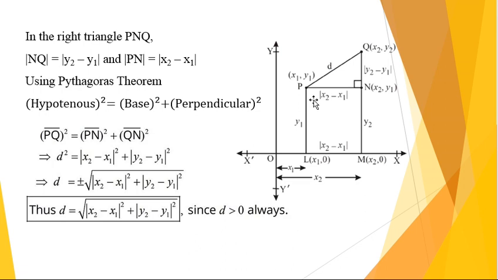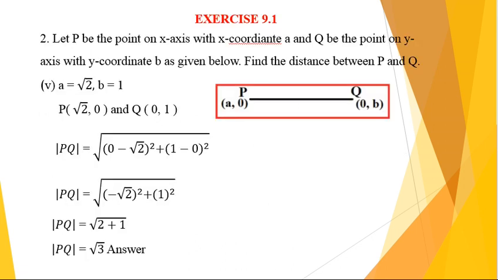Okay, so we are moving now to the question. It is from our exercise 9.1. Question number 2: let P be the point on the x-axis and the x coordinate is A, and Q is the point on the y-axis and the y coordinate is B. Find the distance between P and Q.